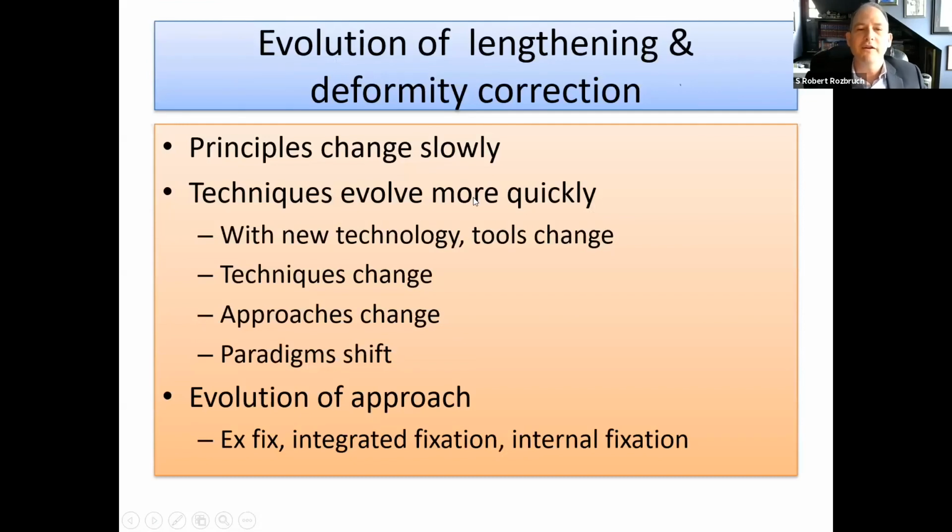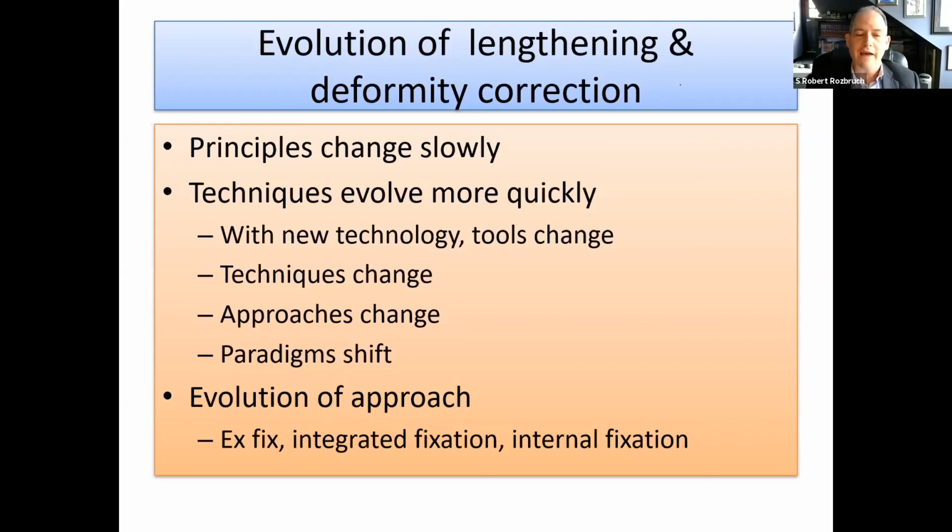So in conclusion, there has been an evolution of lengthening and deformity correction. And principles do change, but they change slowly. But techniques do evolve much more quickly. And with new technology, tools change, techniques change. And when you have new tools and new techniques, your approach changes, and then paradigms shift. And that's what we have really experienced and taken the lead on, is creating paradigm shifts with this disruptive technology of internal lengthening.